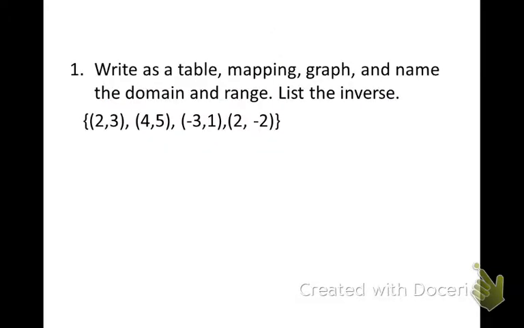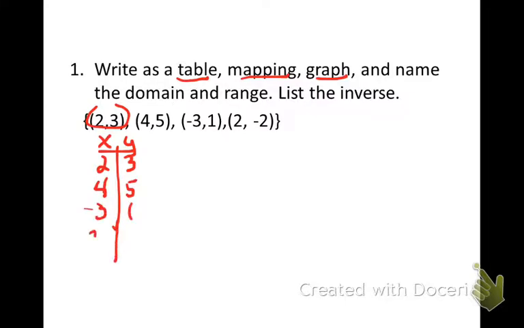There are different ways that we can display all of our information, and these are a table, a mapping, a graph, and then naming some things. So the first thing we're going to do is a table. Usually I call it an XY table. Sometimes people call them a T-chart. But I usually call it an XY table. You just take the ordered pairs like 2, 3, 4, 5, negative 3, 1, and 2, negative 2, and you put them in here. So it's just another way to display the data. We have a set. Here we have a table.